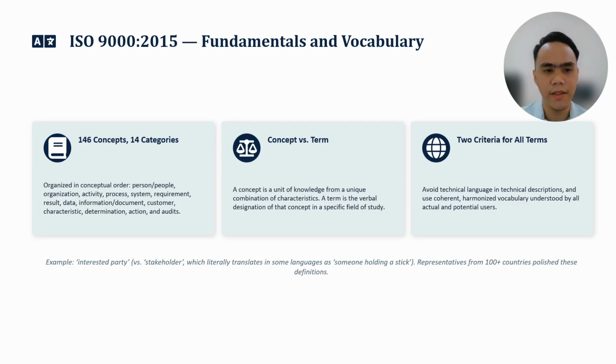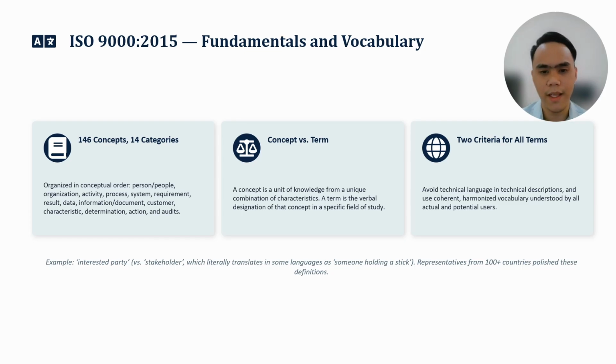There's a precise distinction the standard draws between a concept and a term. A concept is a unit of knowledge created by a unique combination of characteristics, while a term is a verbal designation of that concept as it applies to a specific field of study. The concept is the idea itself; the term is the specific word that we've agreed to call it. Two criteria apply to all of the ISO 9000 terms and definitions: avoid technical language in technical descriptions, and employ a coherent and harmonized vocabulary that is understood by all the actual and potential users.